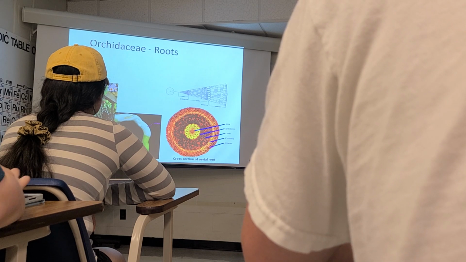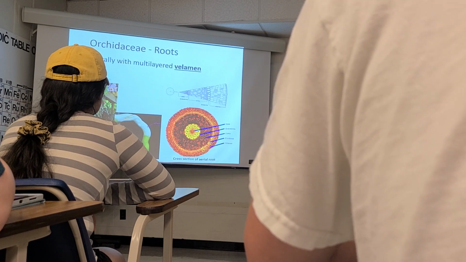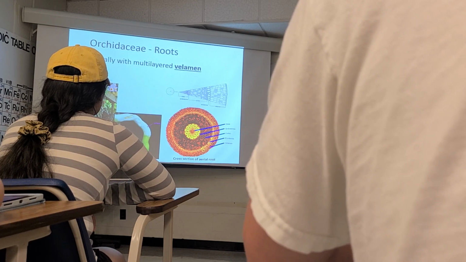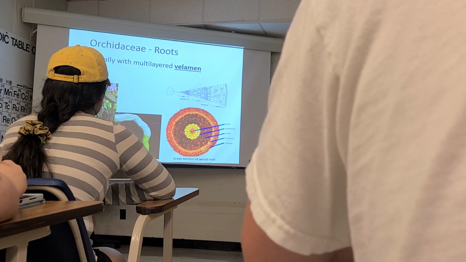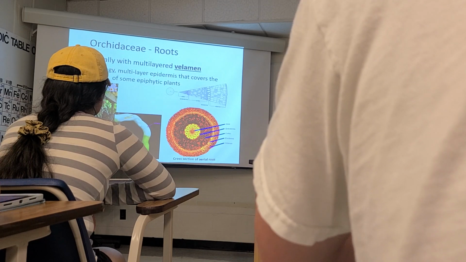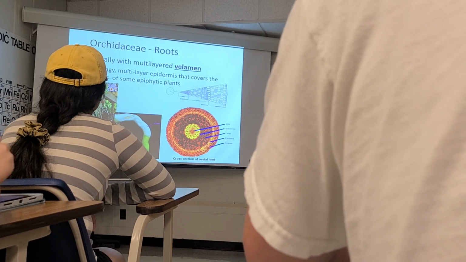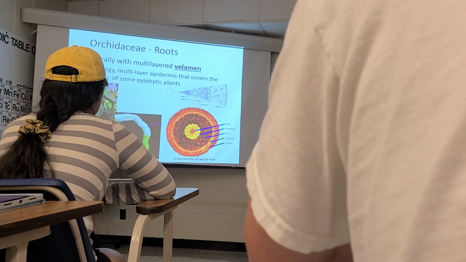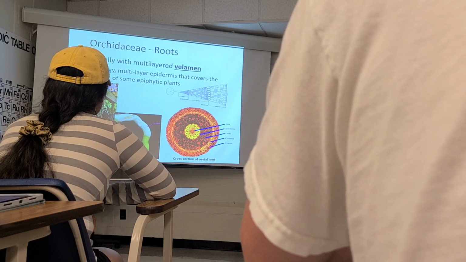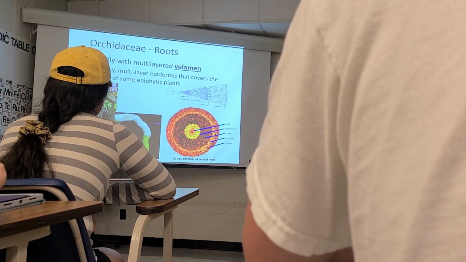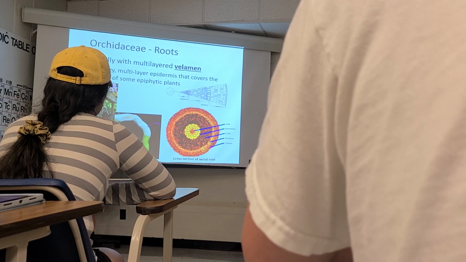Okay, now the surface feature you're gonna find on the ones that are epiphytes is something called velamen that surrounds the surface of the root system. This is a layer of dead cells, right? So it's actually dead cells that makes it kind of spongy. It's multiple layers, not just a single layer. So it's a multi-layered epidermis that covers the roots for some epiphytic plants.